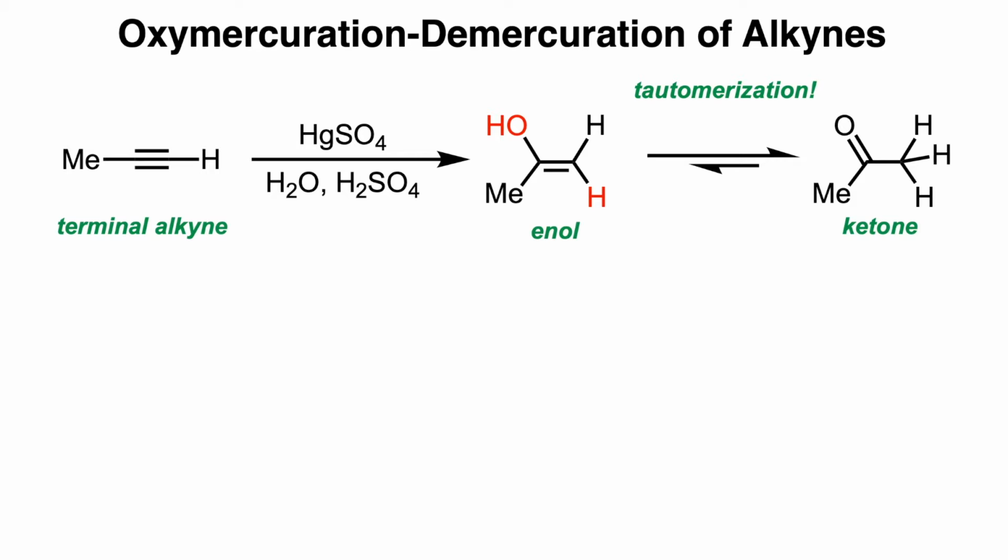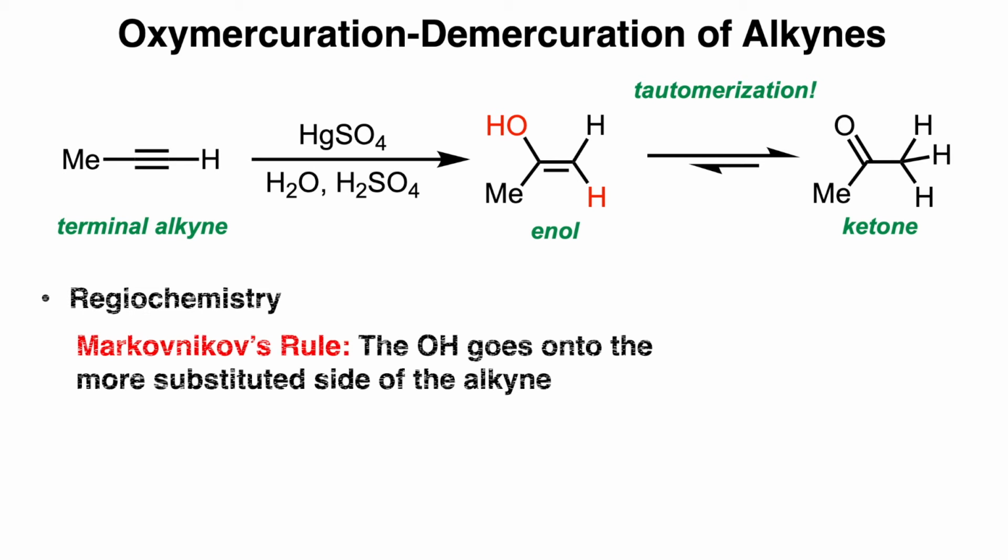The second reaction that installs an alcohol group across an alkyne is oxymercuration-demercuration. This reaction starts with a terminal alkyne and it reacts with HgSO4, H2O, and H2SO4 to form an enol. Its regiochemistry follows Markovnikov's rule, where the alcohol group is added onto the more substituted side of the alkyne.